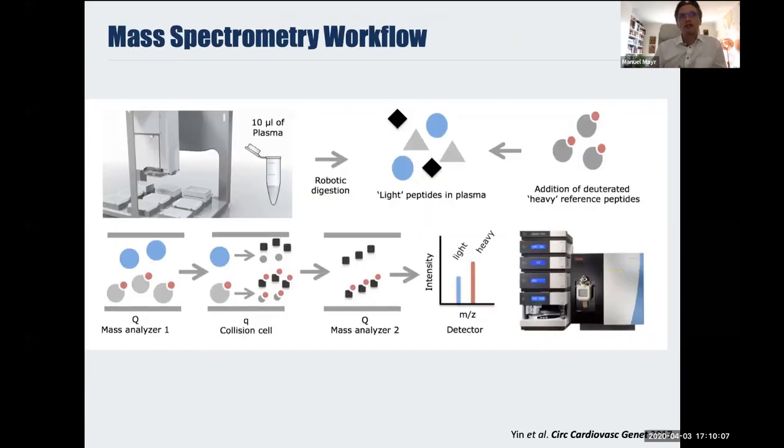Now, this is a very simple scheme of the workflow for a mass spectrometry experiment. I just want to point out that we really use minute amounts of plasma. So 10 microliters of plasma is sufficient to measure hundreds of plasma proteins by mass spectrometry. And when we do clinical studies, we always add heavy reference peptides, and this allows for more accurate quantification, because we compare the heavy peak from the reference peptide against the light peak from the endogenous peptide in the plasma sample. And these protein assays are run simultaneously, so you measure hundreds of proteins in any one run in one sample.